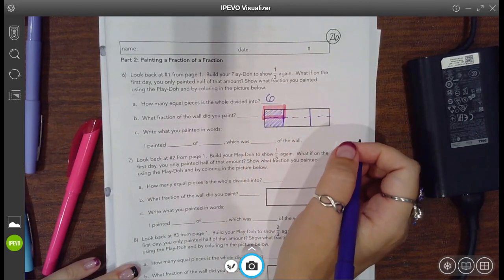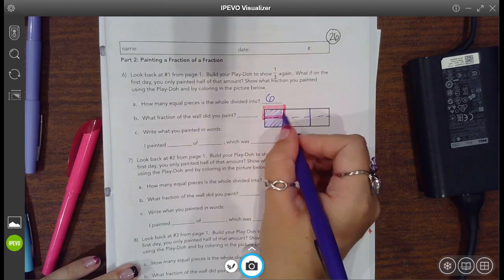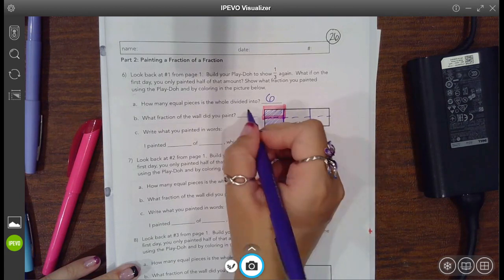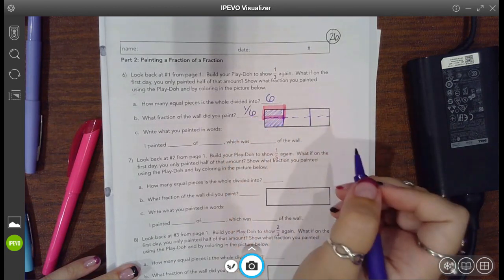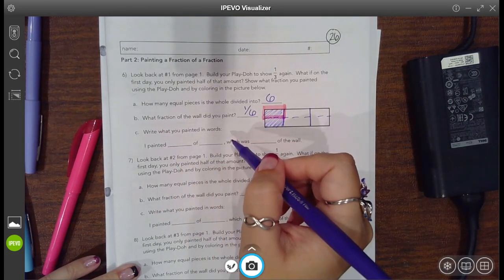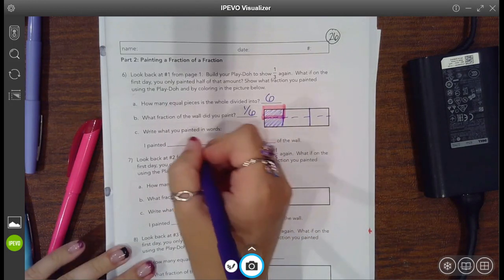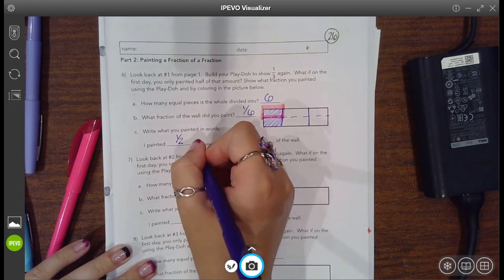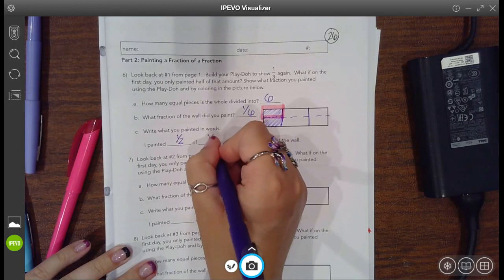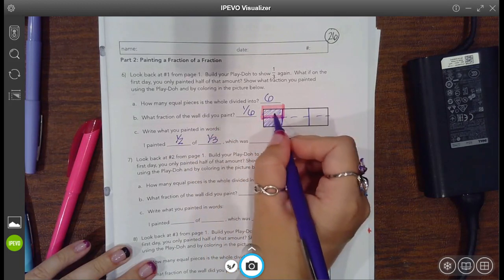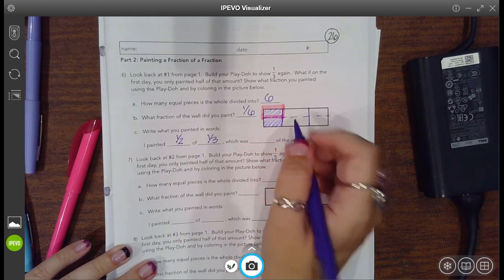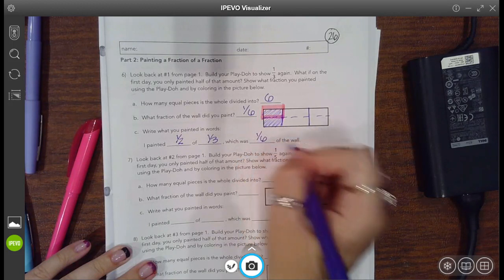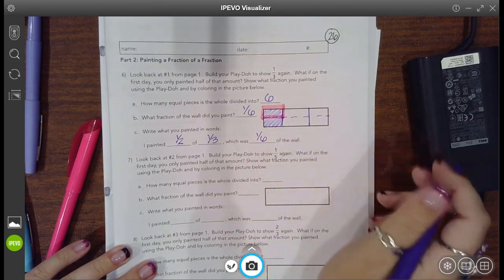What fraction did you paint? So the pink highlighted part, what fractional amount is that? It's 1 out of 6 pieces. Okay, so write out what you painted in words. So you painted half of 1/3. So you painted this half of 1/3, which was 1/6 of the entire wall.